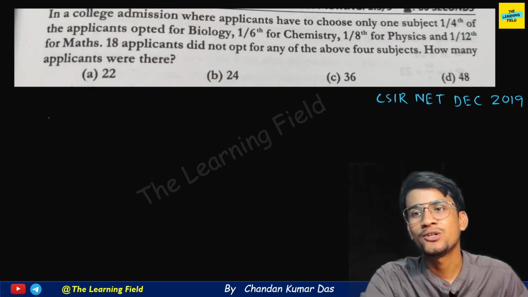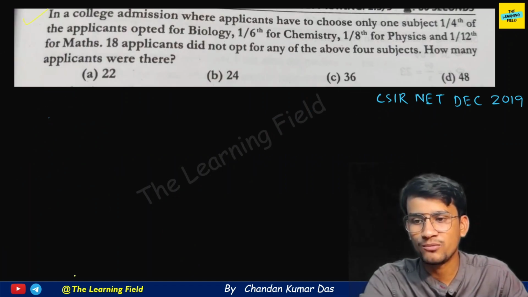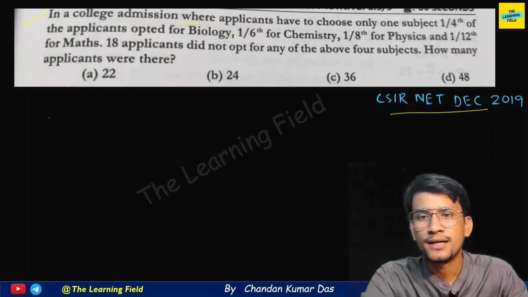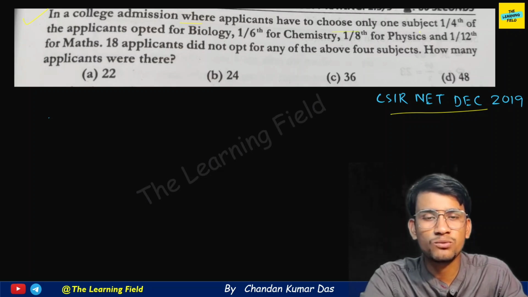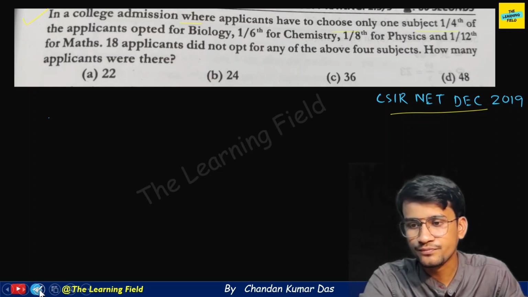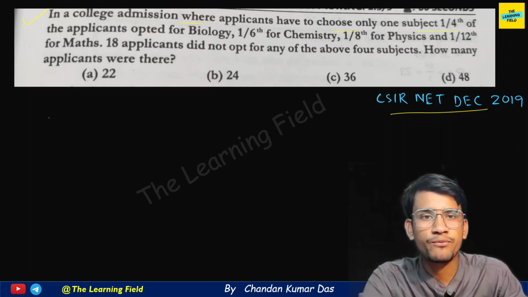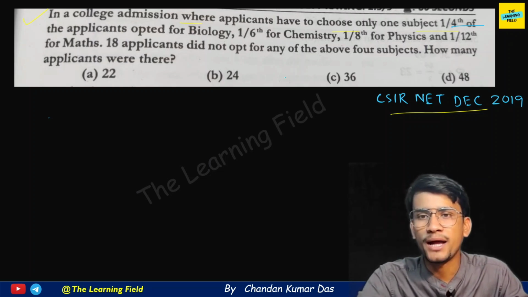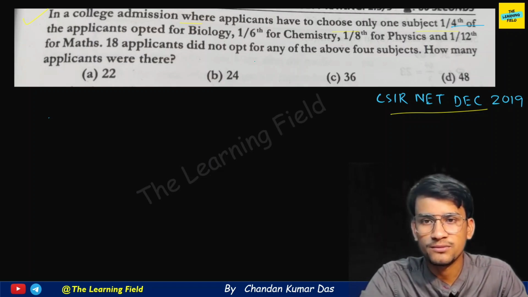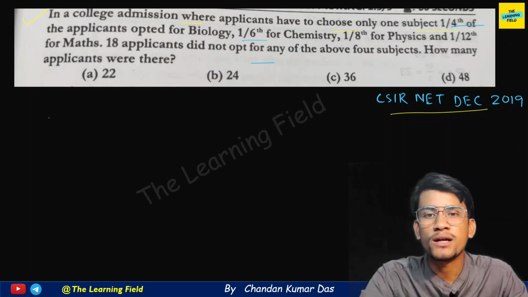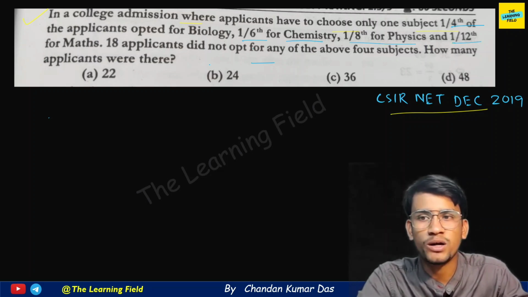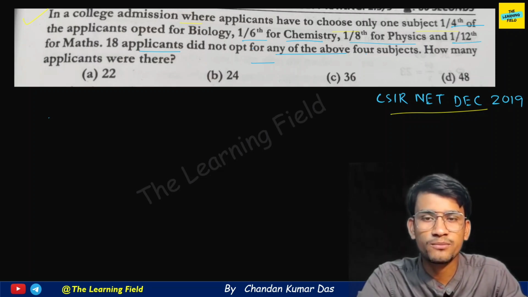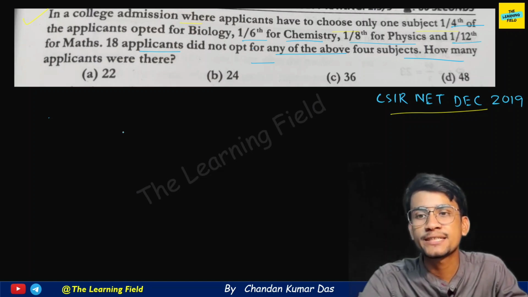Let's start with question number 1, and this question is from the CSIR NET December 2019. In a college admission where the applicants have to choose only one subject, one fourth of the applicants opted for biology, 1/6 for chemistry, 1/8 for physics, and 1/12 for maths. And 18 applicants did not opt for any of the above 4 subjects. Then how many applications were there?